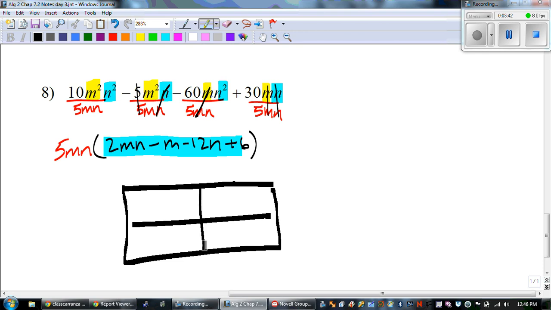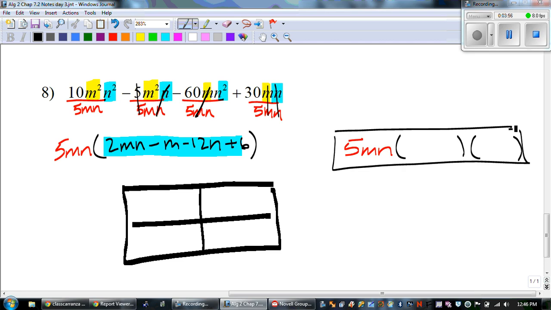Now remember that our answer is going to be our GCF that we just took out and 2 binomials. Don't forget about the GCF. So we have 2mn minus m minus 12n plus 6. Why don't you see if you can factor that yourself? Go ahead and pause the video.